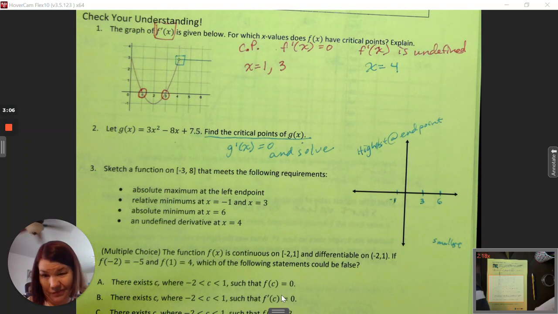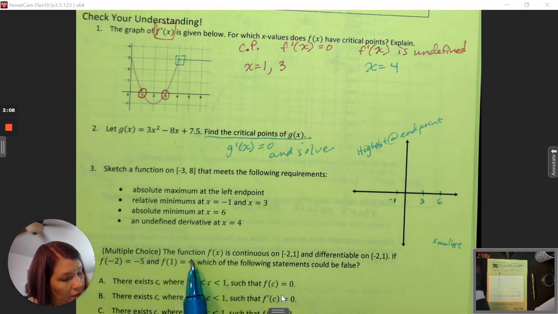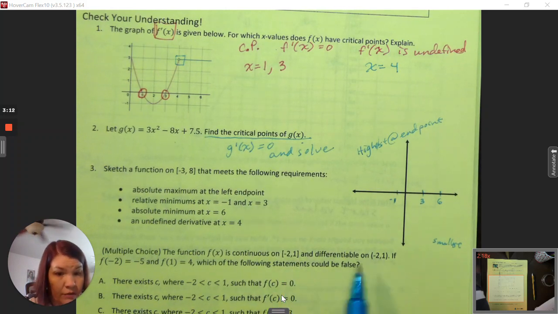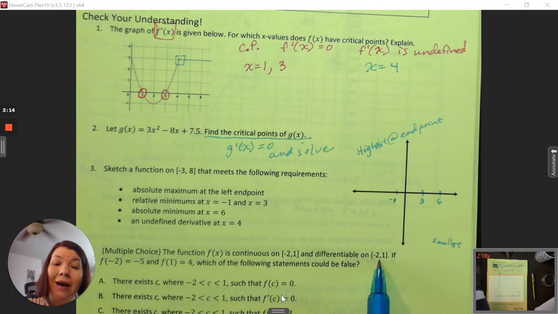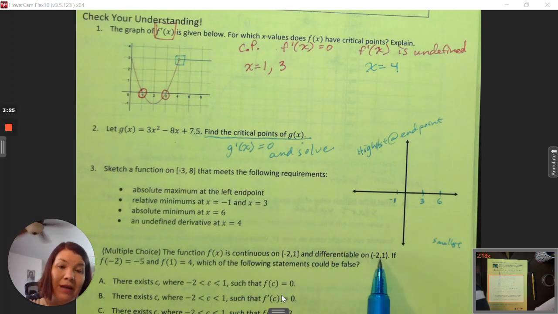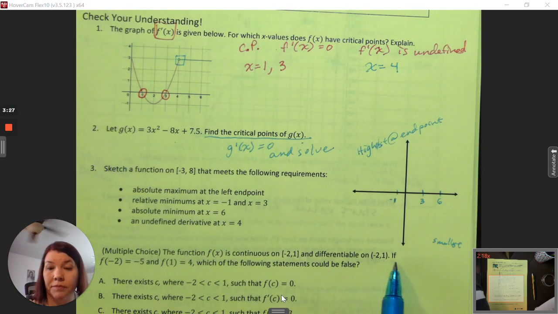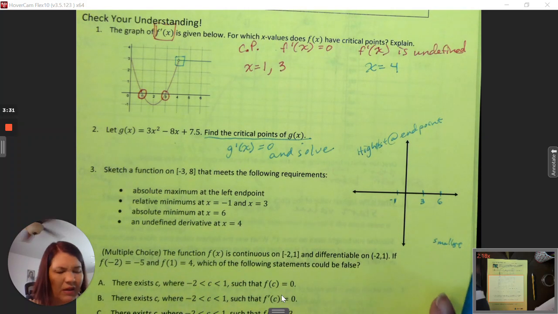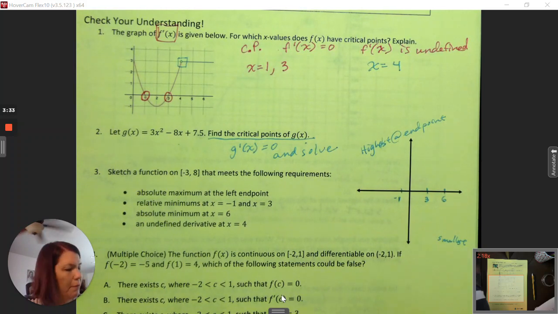Again, hints. Multiple choice: the function is continuous on and differentiable on. So continuous on the closed interval and differentiable on the open interval. Officially, derivatives do not exist at endpoints. So that's why it always says this, continuous on the closed and then differentiable on the open, because the endpoints don't work for the derivative. If f is this and that, which of the following statements could be false? We'll get back. Number 4 is the multiple choice, should probably be okay.